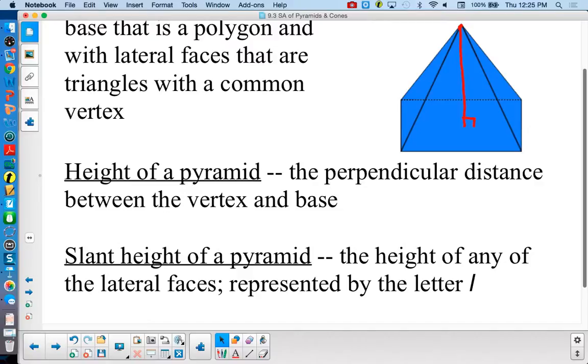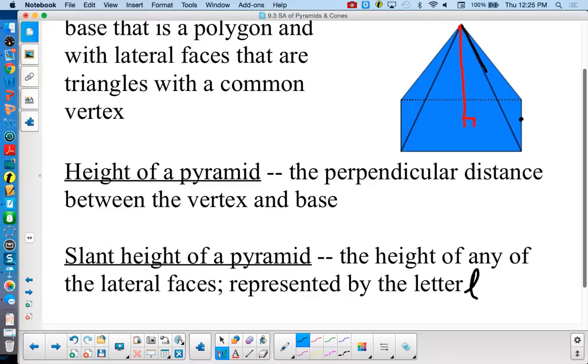Height is the perpendicular, and then there's what's called the slant height, which, as I was talking through with you, is the height of the triangles that are on the faces. The slant height of a pyramid is the height of any lateral face. It's represented by the letter L, which should look more like a cursive L. And if I draw a slant height, it goes to the middle of the side.